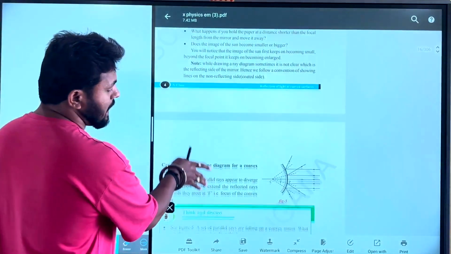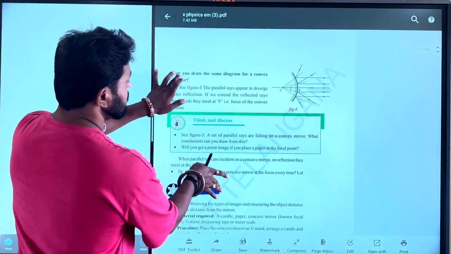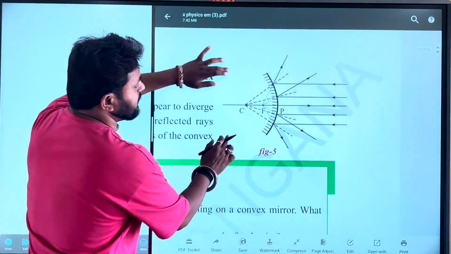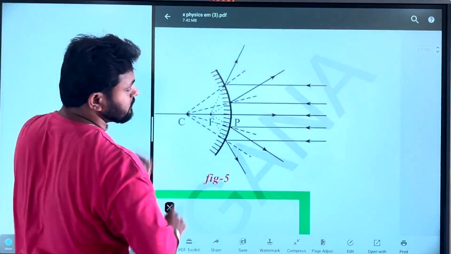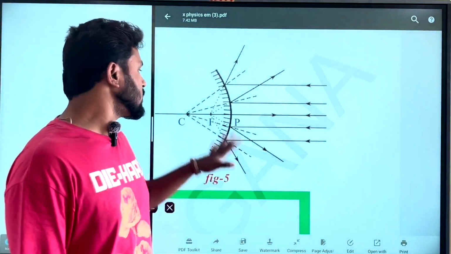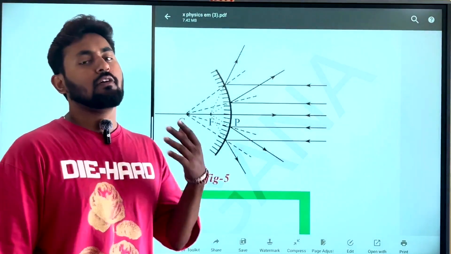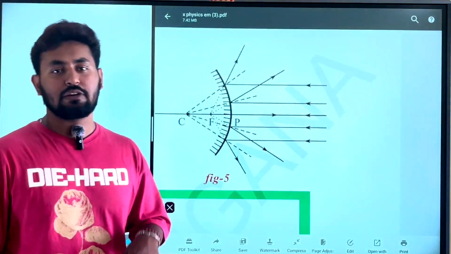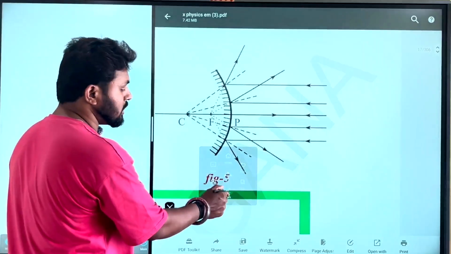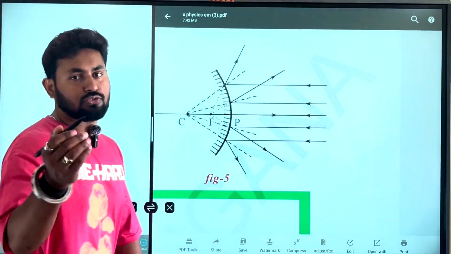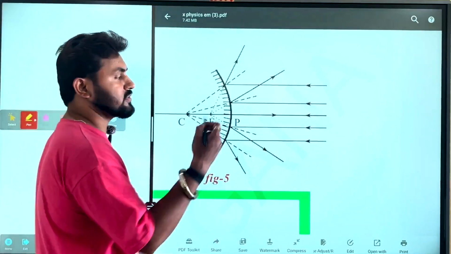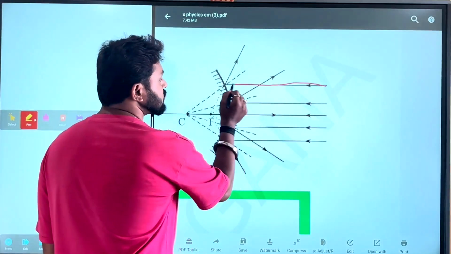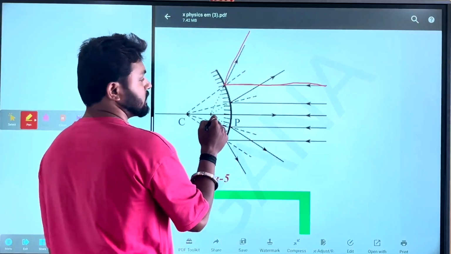Now that I have explained, that was for concave mirror. Now this is something called convex mirror. As I have already told you, concave mirror is a converging mirror and convex mirror is a diverging mirror. Now how do you say that? Whenever an incident ray comes, after striking the mirror, it is getting diverged.